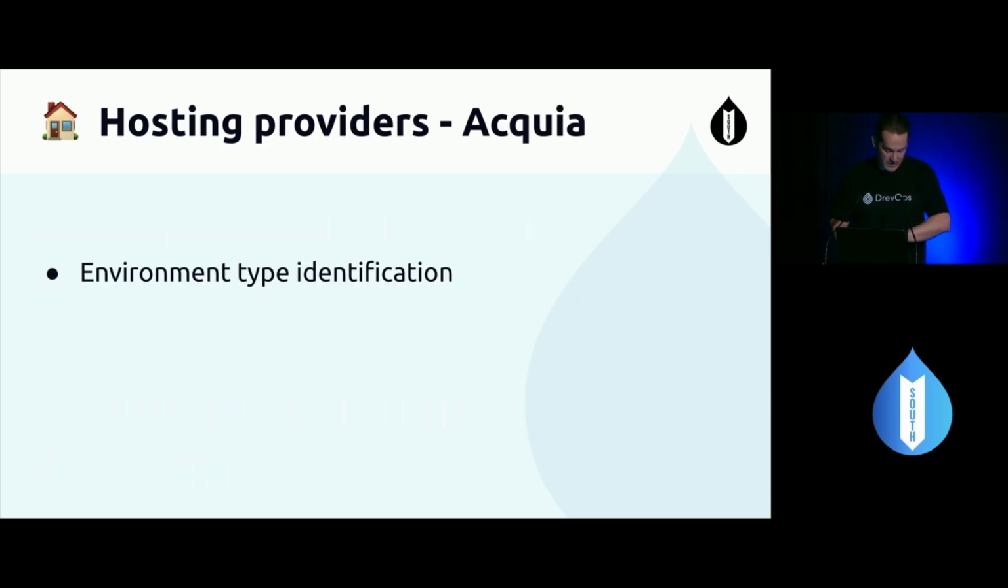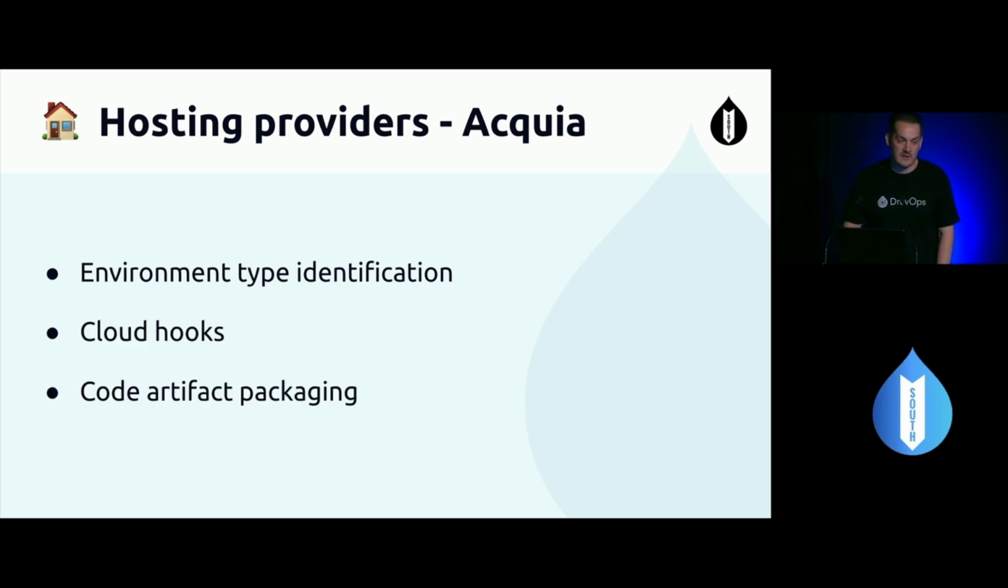I'm going to speed up a little bit. There's integration with hosting providers, Acquia and Lagoon. With Acquia, there's a way to identify the environments, because every hosting provider has their own way of identifying which environment your site runs in: production, stage, test, preview environment. So Vortex provides the environment type identification logic, so you always know what it is, and it just comes out of the box.